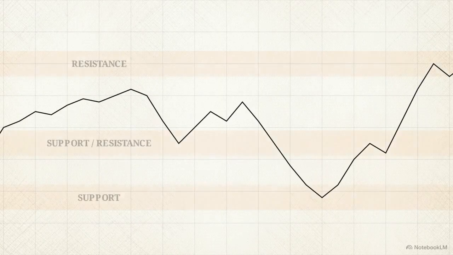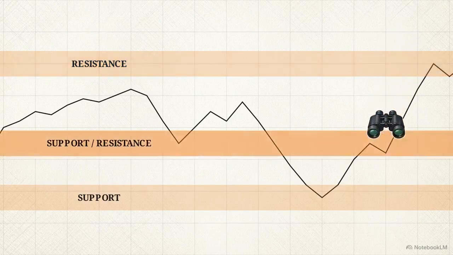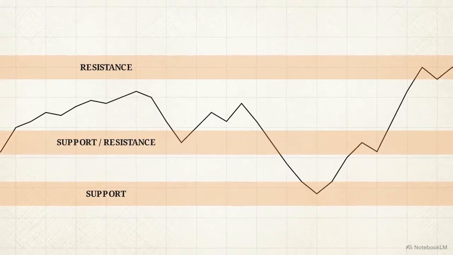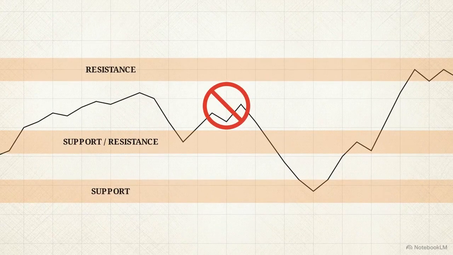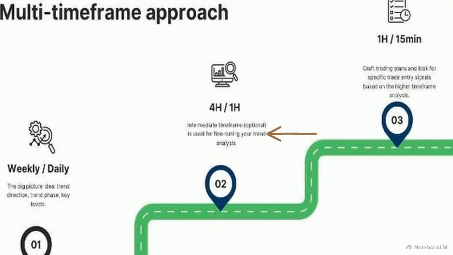By pre-drawing these major zones on your daily chart, you define precisely where you are going to look for a trade. It takes the guesswork out of your setup and eliminates the urge to enter randomly in the middle of a chart. Now that we know where we are, step 3 is fine-tuning our trend analysis. We drop down to an intermediate time frame, like the 4-hour or 1-hour chart, to see if the smaller waves are aligning with our macro trend.